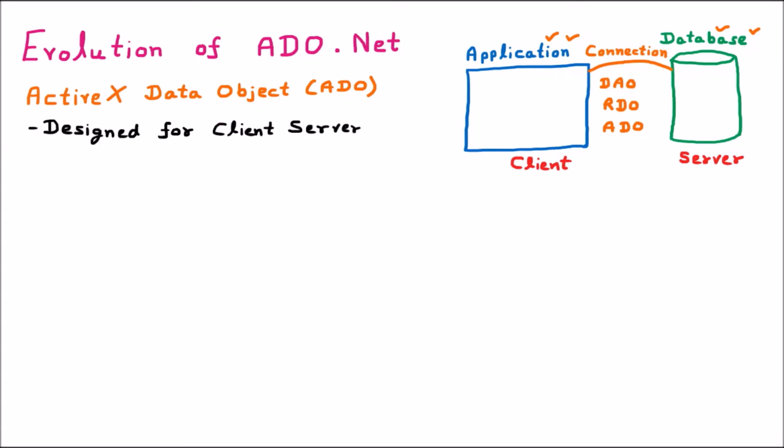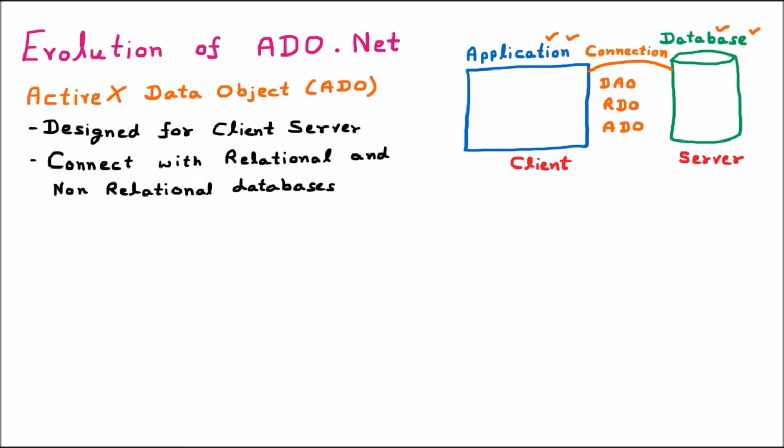The good thing about ADO is that it can connect with both relational as well as non-relational databases. We know that whenever a database has tables with rows and columns, that is called a relational database. And if any other kind of database is present, that is called a non-relational database. So here it can connect with both relational as well as non-relational databases. Now we are learning the problems with ADO.